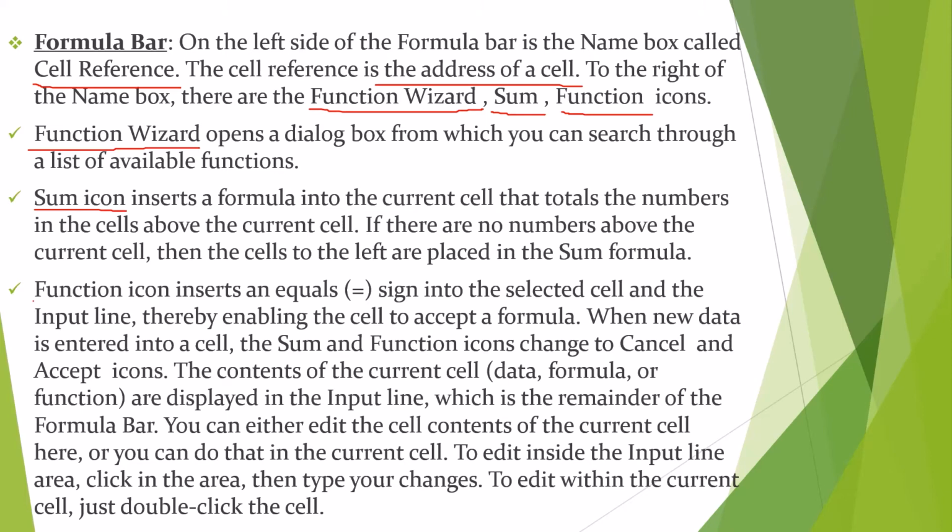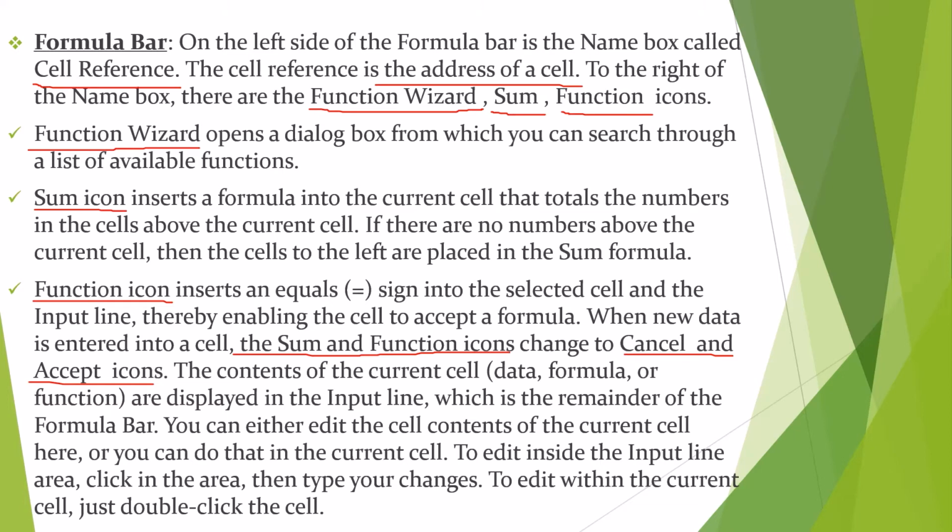Whenever we click on it, then an equal sign will appear in the active cell and we can enter a formula. Also, if we are adding any new data to the active cell, then the sum and function icons which are appearing to the right of the name box, they will change to cancel and accept icons. Now, the content of the current cell are displayed in the input line, which is the remainder of the formula bar. That means if something is not being written in the formula bar, it is left there, then you can write it in the input line.